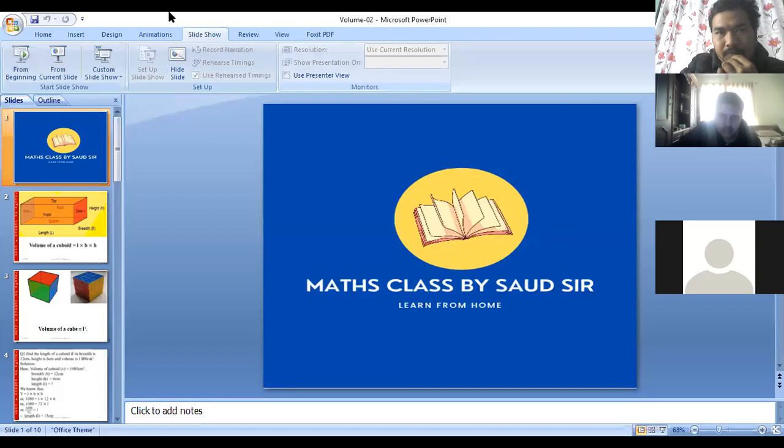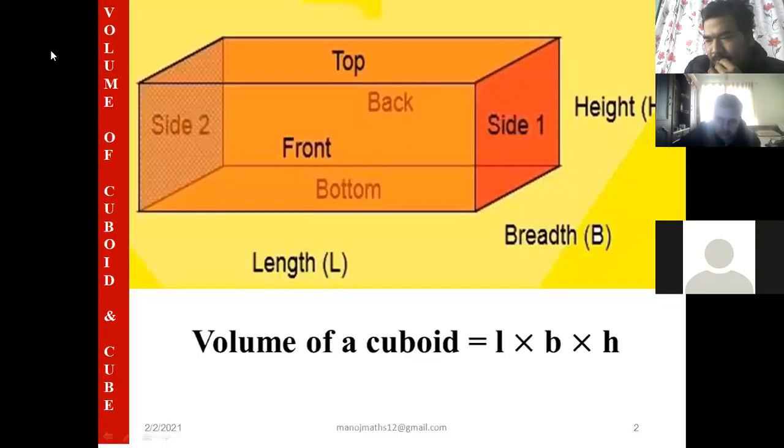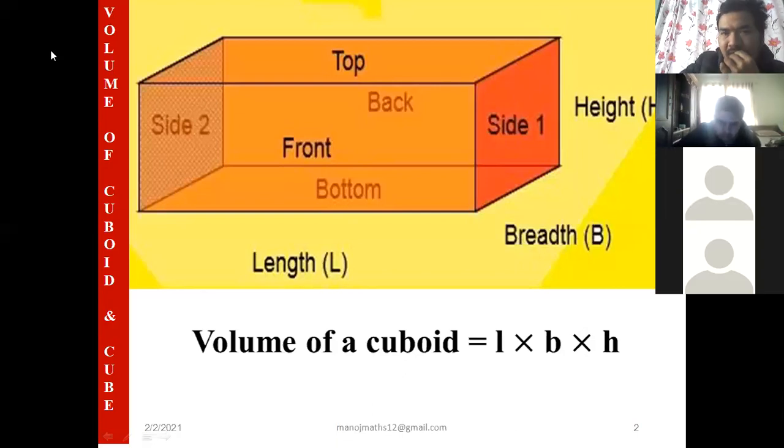You got it? Eight vertices and 12 edges. There are six faces. How many vertices? 1, 2, 3, 4, 5, 6, 7, 8. Eight. What is this? Corner. Okay, children. Yes, next one.